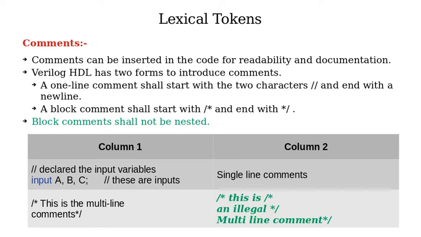Multi-line comments cannot be nested. The below table shows the example for all types of comments. You can see the input A, B and C. In the comment we have written that these are inputs, so that the user of this code should know that A, B and C are the inputs, and this is called a single line comment. If you want to write a block of comments, then you can use multi-line comments, and as we have written that block comments shall not be nested, here we can see that it is illegal to nest the multi-line comments.